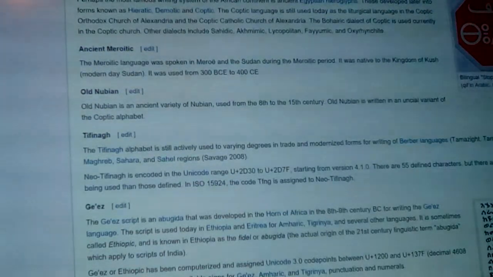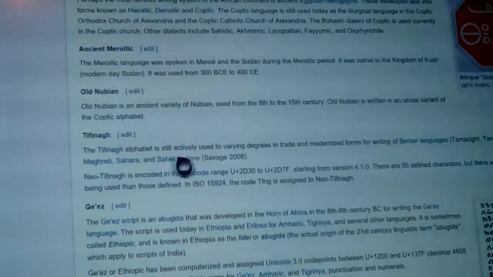So anyhow, there are the Meroitic languages. The ancient Meroitic language was spoken in Meroe in Sudan during the Meroitic period. It's native to the Kingdom of Kush, which is modern-day Sudan, and it was used around 300 BC to 400 CE, and then it changed. So it dates back as far as about 300 BC. Old Nubian is an ancient variety of Nubian. It was used from the 8th to 15th century. Old Nubian is written in an ancient variant of the Coptic alphabet. So it comes from the Egyptian, but it's only really around from about the 8th century, so 800 AD to 1500 AD.